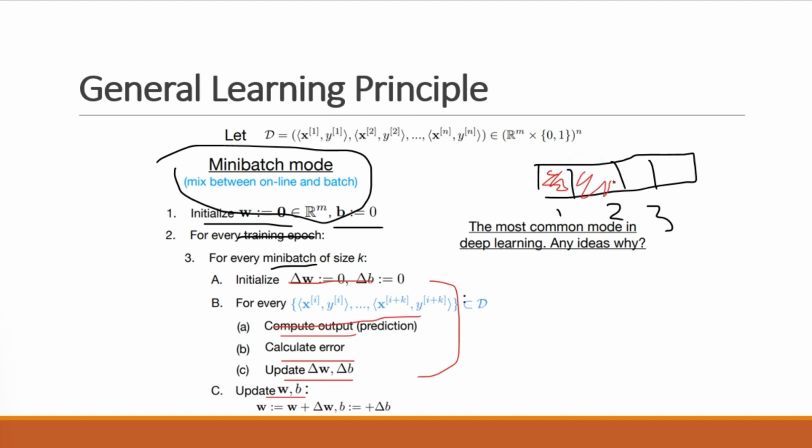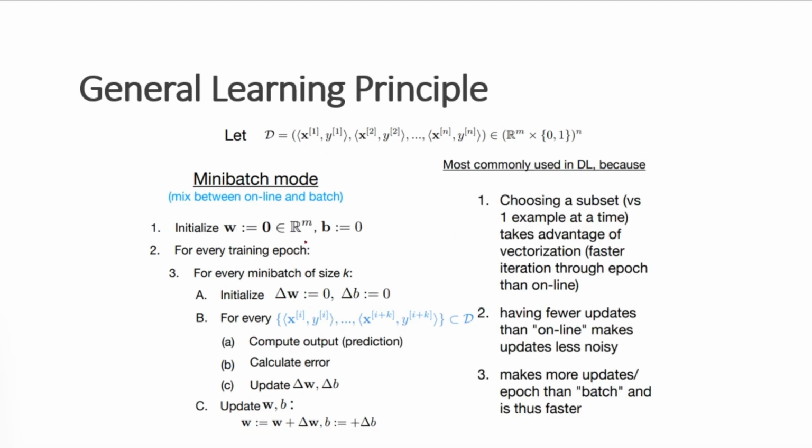So as a question for you, do you have any ideas why that is? Maybe pause the video for a second and think about it and see if you have some ideas before I move forward with the answer. As you can see, I've written down 3 of the reasons why I think that mini batch is much more useful than, let's say, the online mode and the batch mode in deep learning.